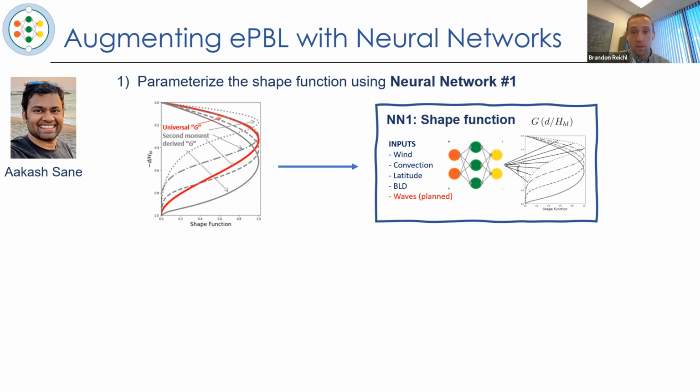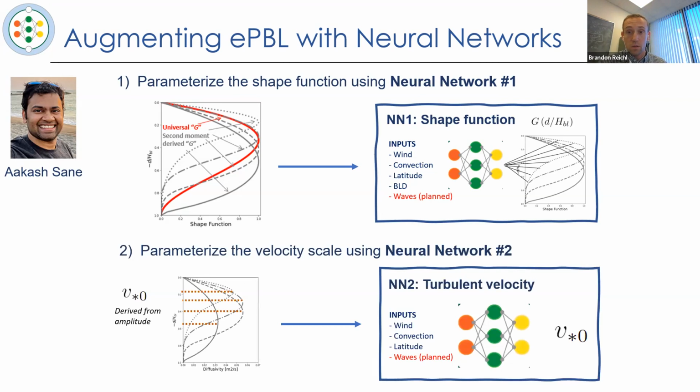So once we build this first neural network that's able to predict the variability of the shape function, we also need to think about how we're going to represent this velocity scale. And so we're actually doing this by having a second neural network. And this second neural network is predicting the value of this V star 0 term that I just showed, which is essentially related to the amplitude of these diffusivity profiles. And it's dependent on a similar set of inputs, so wind, convection, and latitude now. And again, it's something that we can also add waves into at some point in the future to better represent how that layers into this.